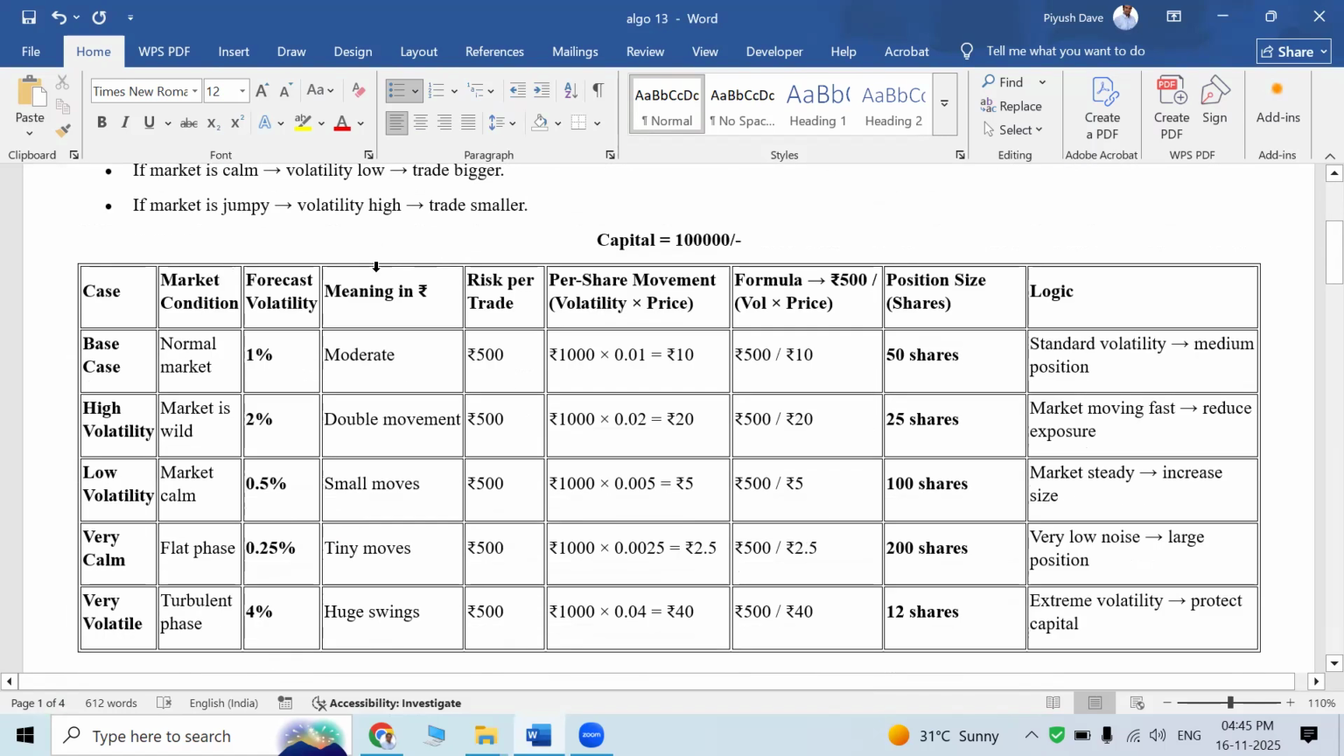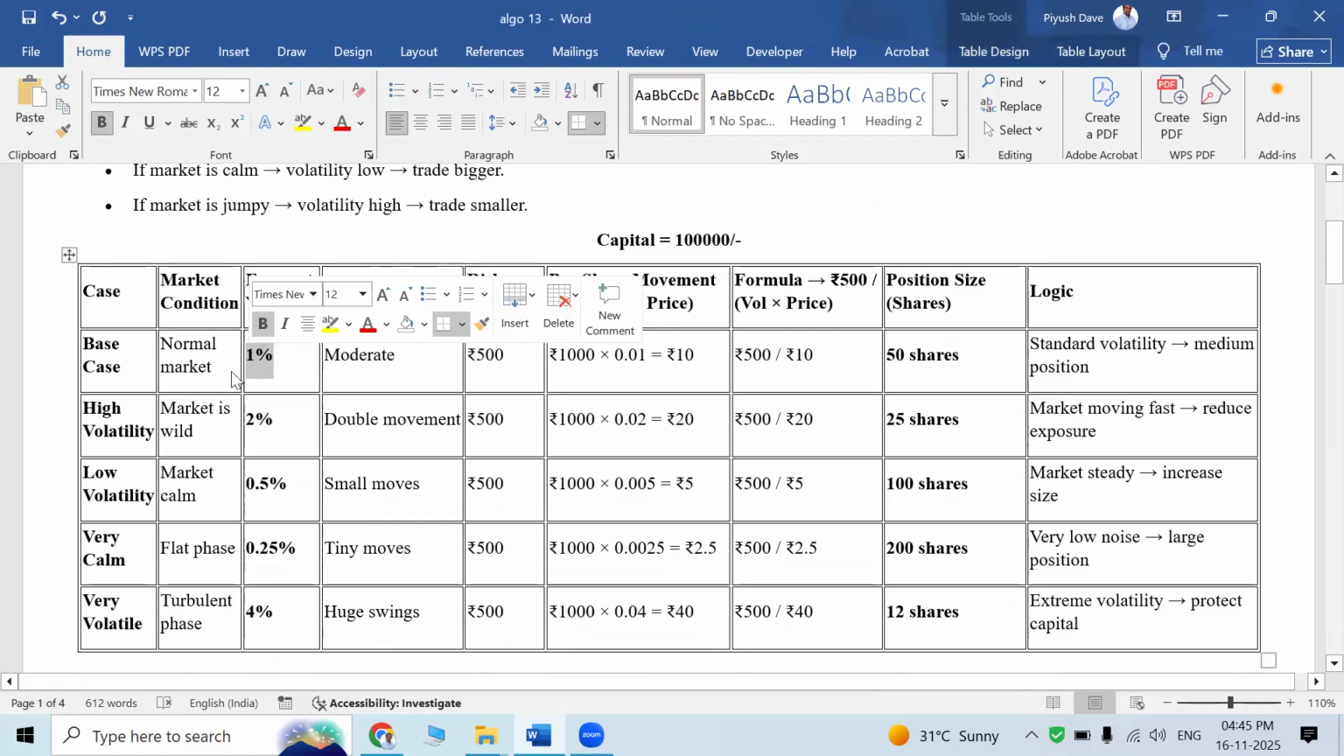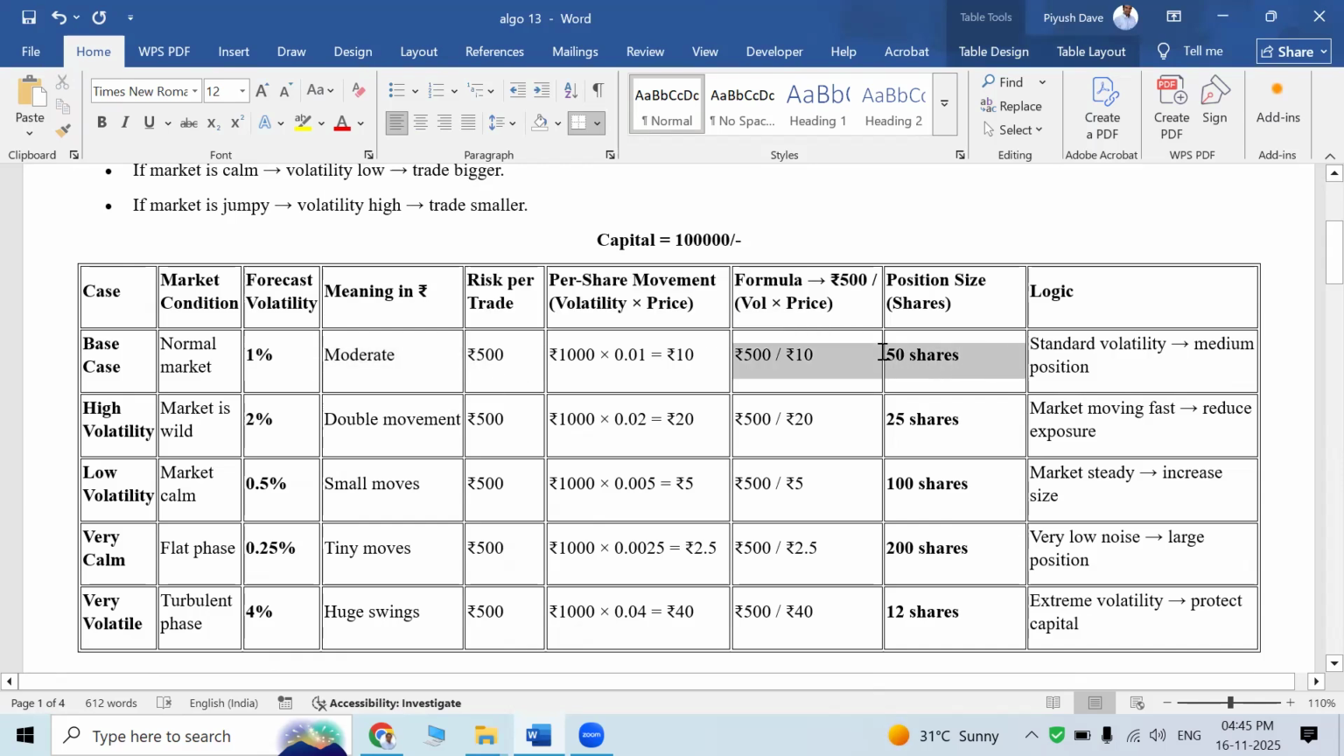For a base case, let's consider that the forecasted volatility of the market is 1%. So we are going to risk only 500 rupees, and we are going to trade only 50 shares. That means a standard volatility, a medium size trade. Let's consider we have a capital of 1 lakh rupees, and we are going to risk only 500 rupees in the trade. That's why the number of shares is 50 only. The total risk involved here is only 0.5%.